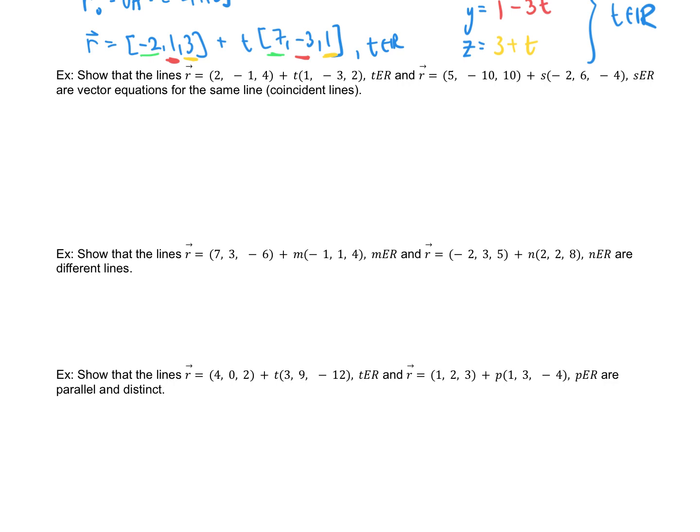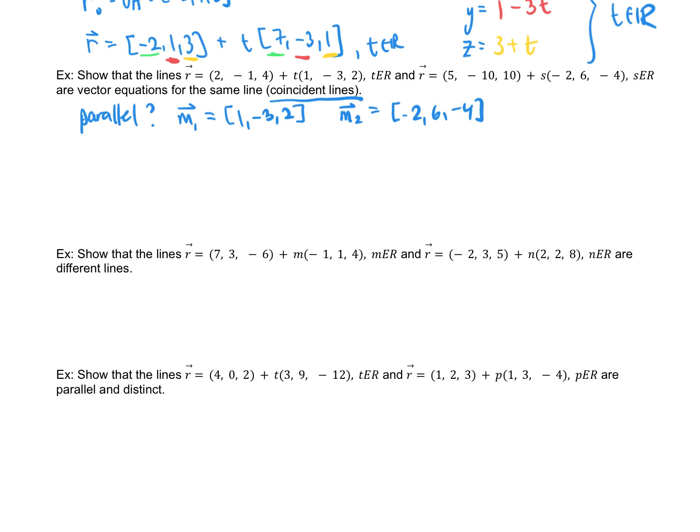So in our first example, we want to prove that our two lines are the exact same or coincident lines, which means we have to prove that the lines are parallel and that they share the same points. So to prove that they're parallel, we're going to start with the direction vectors. So my first direction vector, I'll just call it M1, is 1, negative 3, and 2. And the second direction vector is negative 2, 6, and negative 4.